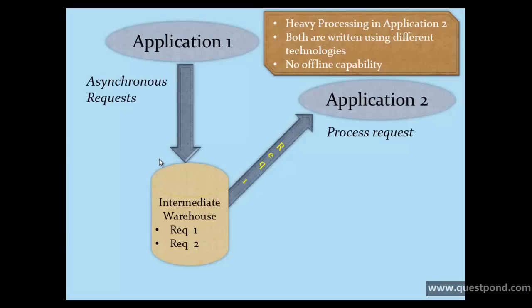The second problem is there should be a way using which the requests in this warehouse should be prioritized. For example, it may happen that when application 2 tries to retrieve the requests, it wants that the admin request should be processed first and then the normal user request should be processed. So this is not possible here, meaning automatically. We can do it, but for that we have to write our own logic.